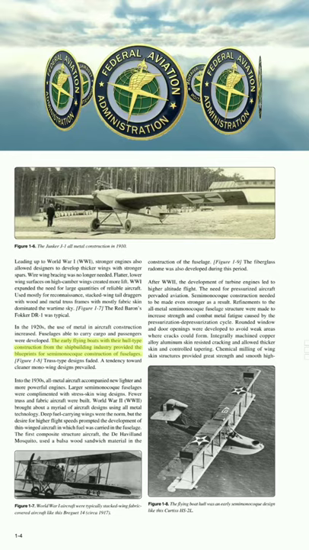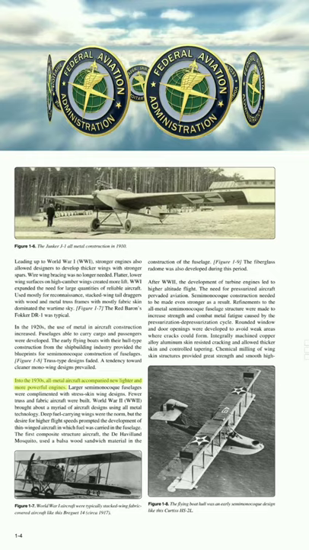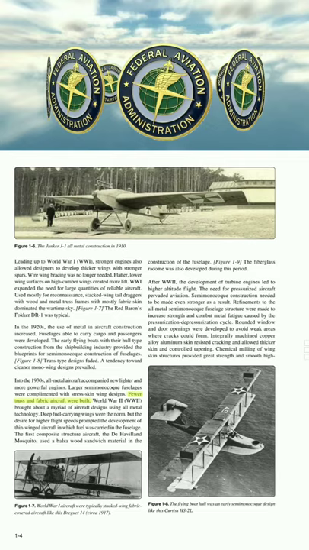Figure 1-8. Truss-type designs faded. A tendency toward cleaner mono-wing designs prevailed. Into the 1930s, all-metal aircraft accompanied new lighter and more powerful engines. Larger semi-monocoque fuselages were complemented with stress skin wing designs. Fewer truss and fabric aircraft were built.